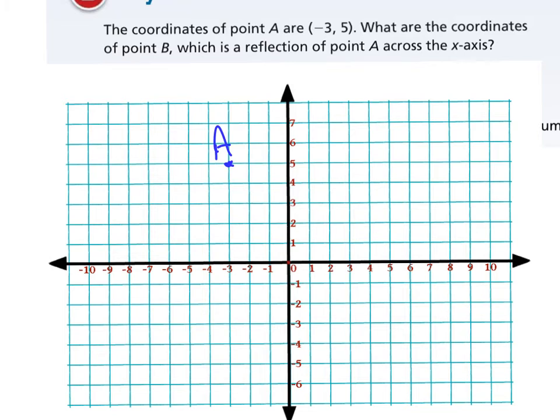And it says what are the coordinates of point B, which is a reflection across the x-axis. So remember the x-axis goes across. So this is our x-axis. So basically, if we folded on the x-axis, we want these points to match up with each other. So kind of what we're doing is looking at how far A is away from the x-axis. So it's 5 units above the x-axis. So our reflection is going to be 5 units below the x-axis.